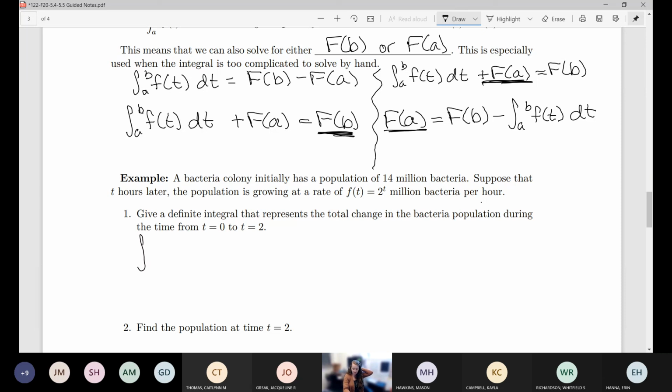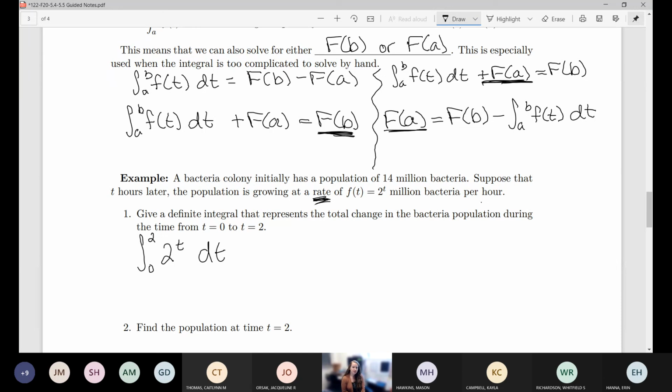So we're going to have the integral from 0 to 2 of 2 to the t dt, and that's literally all that question wanted. So we just wanted the integral that's representing the total amount of change. So that's going to be the integral of the rate, which we're given.